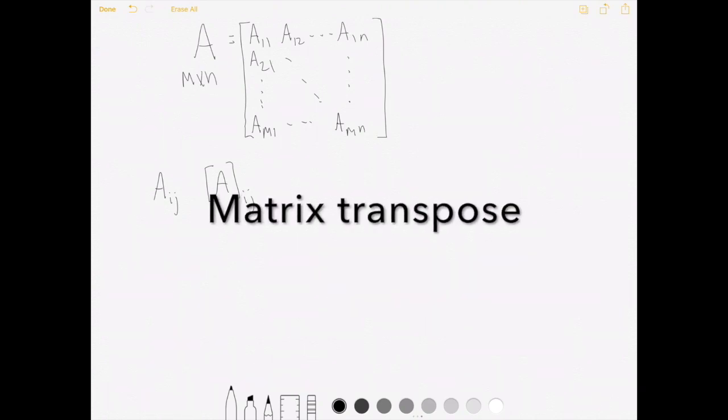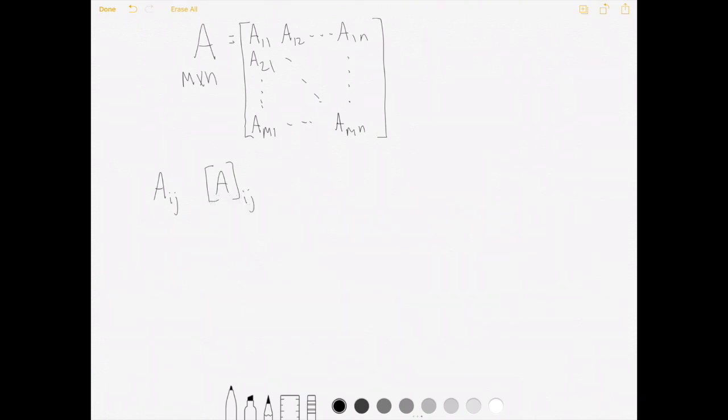Okay, so one thing we'll often do with matrices is take the transpose. So the transpose of a matrix is defined by switching the indices around. So the rows become columns and the columns become rows. Right? So if we're going to take A transpose, then the first row of A will become the first column of A transpose. Okay, so in other words, the ijth element of A transpose is the jith element of A.